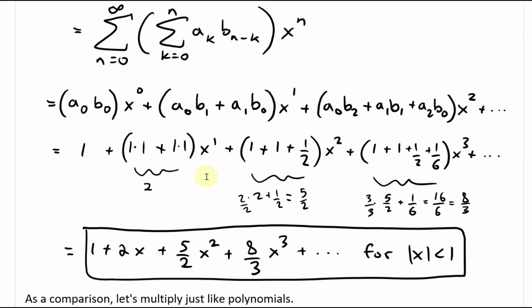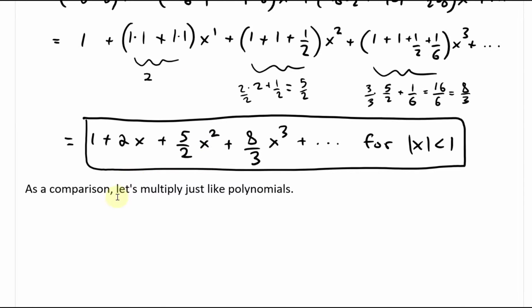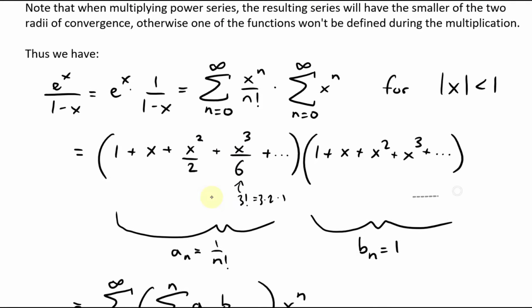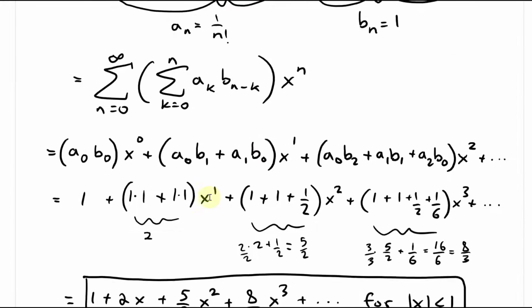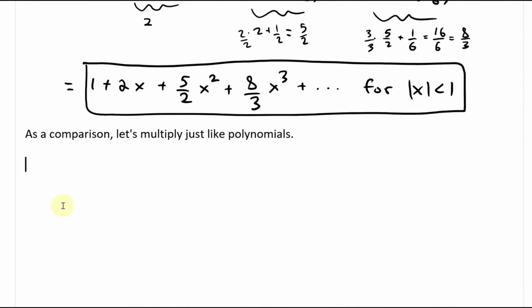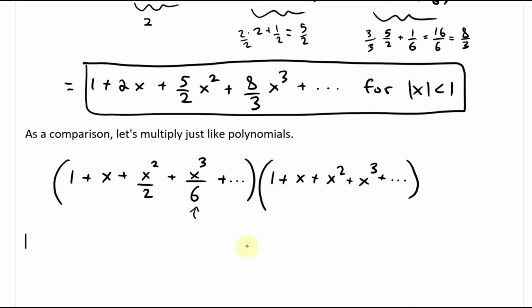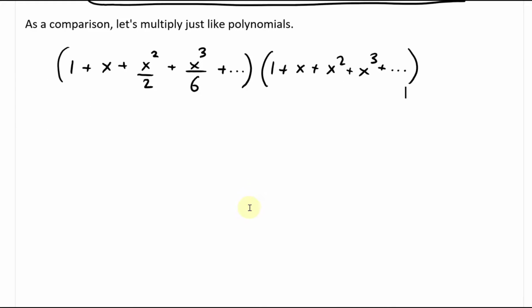Alright, so now that we have that, just as a comparison, let's multiply like polynomials and see that, yeah, we get the exact same thing as using that convolution formula. So let's just copy this, just because it's often easier just to multiply directly. So I'll copy this right there. And let's multiply it exactly like polynomials and collect like terms.